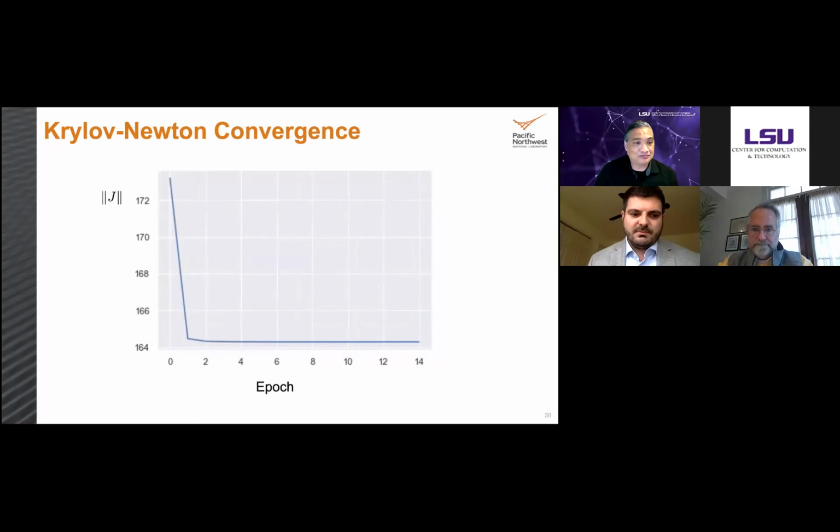Except if we actually look at the norm of the cost function itself, or equivalently, we could look at the accuracy, we find that after one step, we've gotten stuck and don't make any more progress. And so what's happened here is we've gotten stuck in a local minimum.